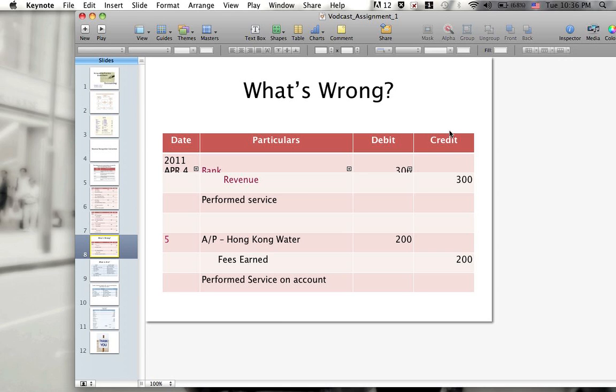There are some errors in this journal entry. In the first transaction, revenue and bank should be switched. Debit bank 300 and credit revenue 300, since it is a performed service. The date is missing in the second transaction.